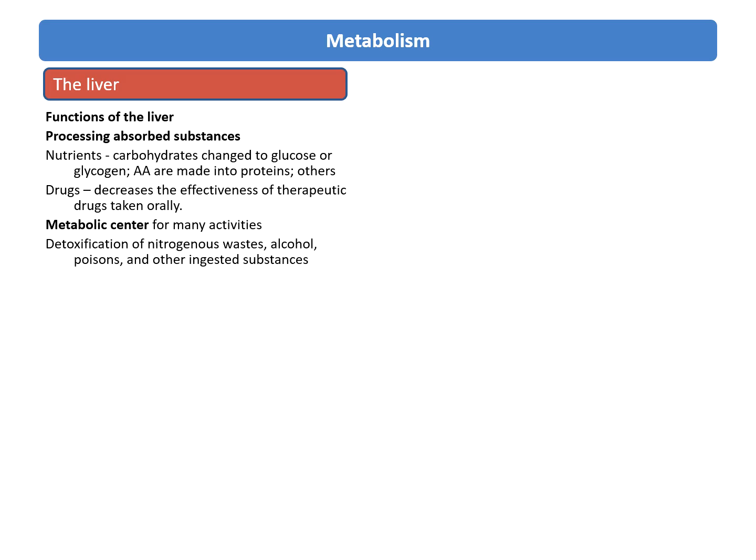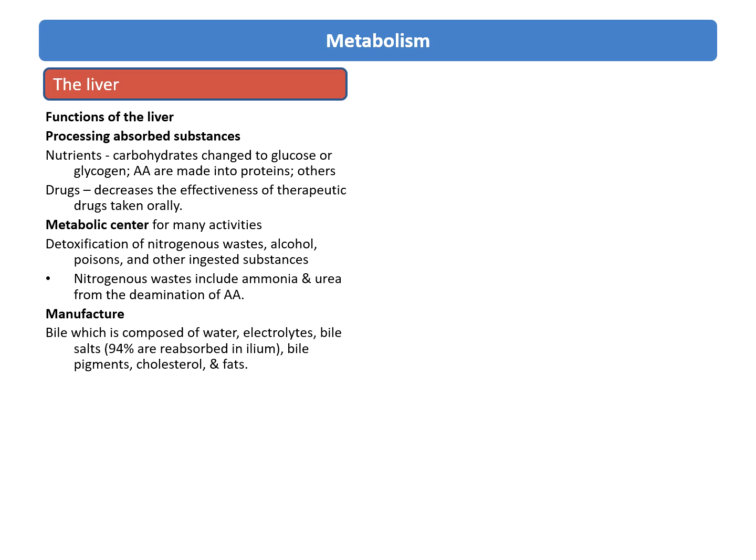Detoxification of nitrogenous wastes occurs, including alcohol, poisons, and other ingested substances. Nitrogenous wastes include ammonia and urea. These result from the deamination of amino acids. You may remember deamination is the removal of the amino group from the amino acid. And as I'll probably say again, the body has a problem because it has no way of storing the excess amino acids.